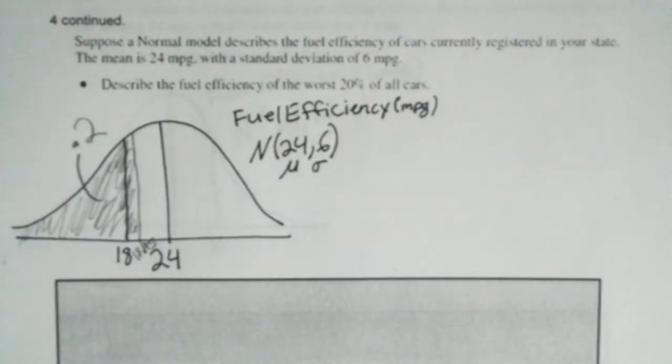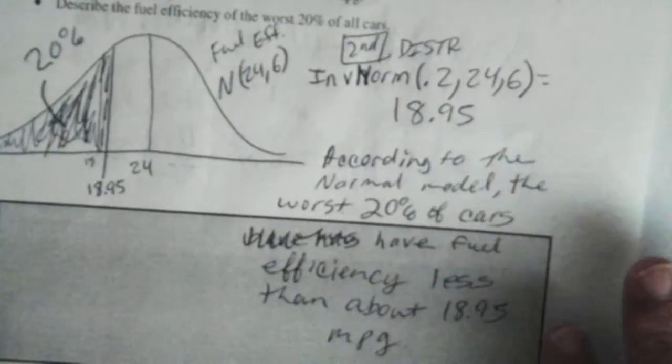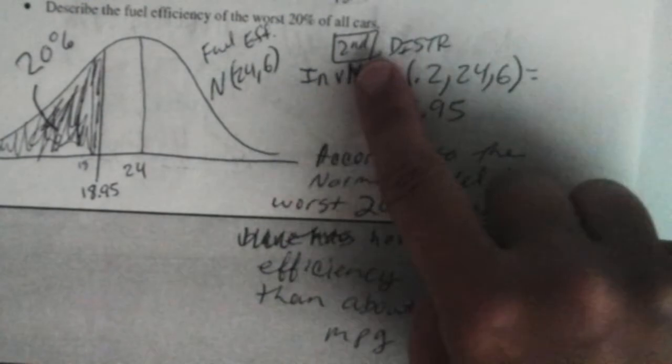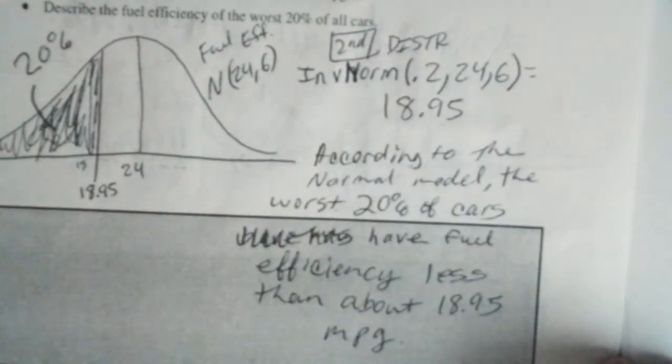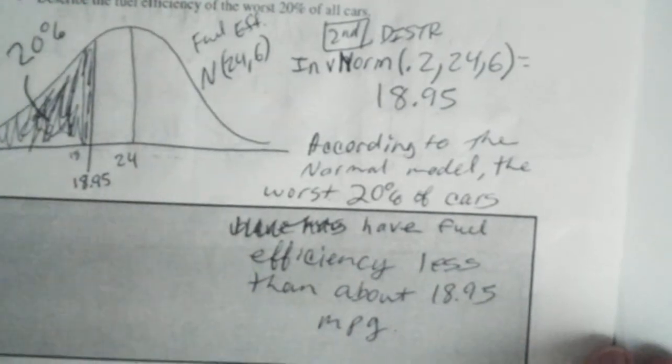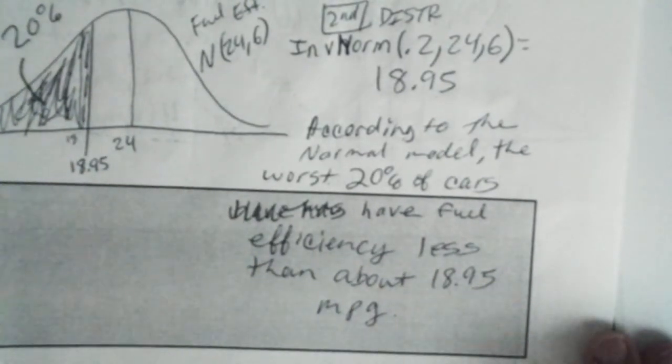Okay? So here's the keystrokes: second, distribution, inverse norm, 0.2, 24, and 6. According to the normal model, the worst 20% of cars have fuel efficiency less than about 18.95 miles per gallon.